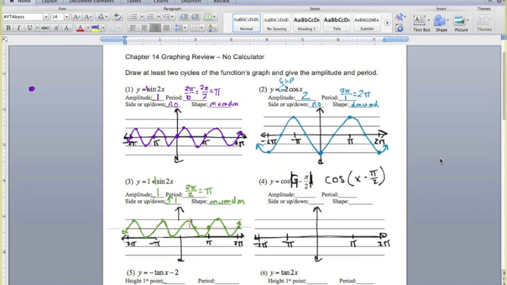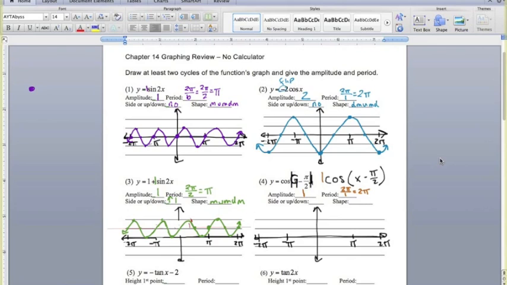All right, what is the amplitude? 1. There's nothing multiplied in front of the cosine, so there's an invisible 1 there. The period is 2 pi divided by 1, because there's a 1 multiplied by the x. B is the multiplier of x, and there's nothing multiplied by x.